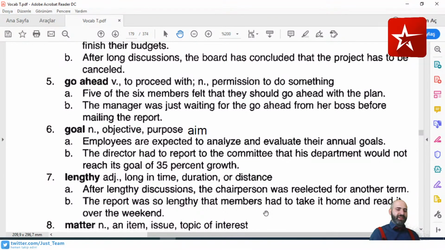We have got two sentences. A, after lengthy discussions, the chairperson was re-elected for another term. Chairperson like chairman, we understand already. And sentence B says, the report was so lengthy that members had to take it home and read it over the weekend. So it was a very long report.